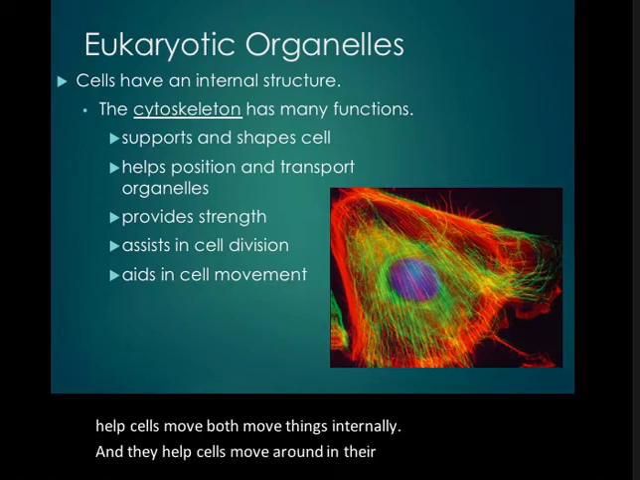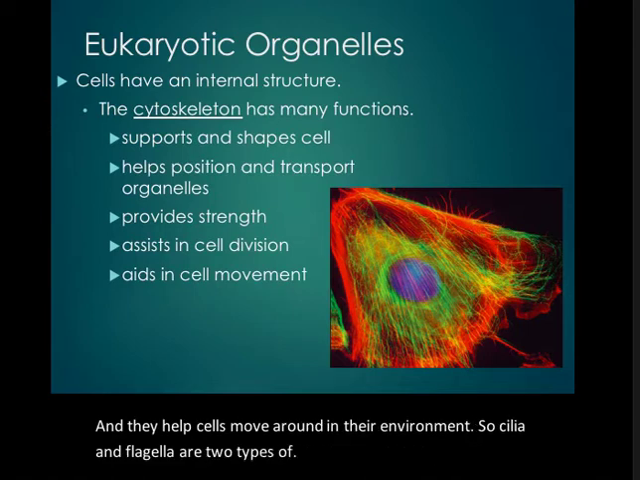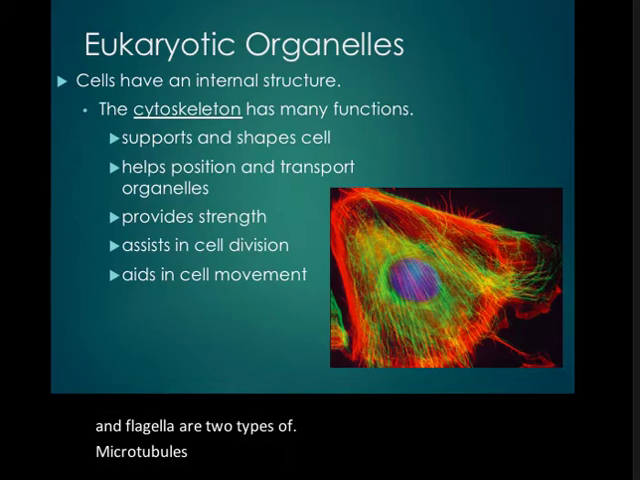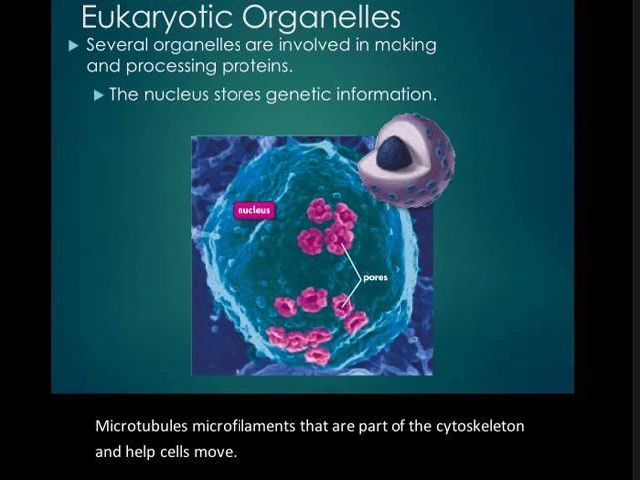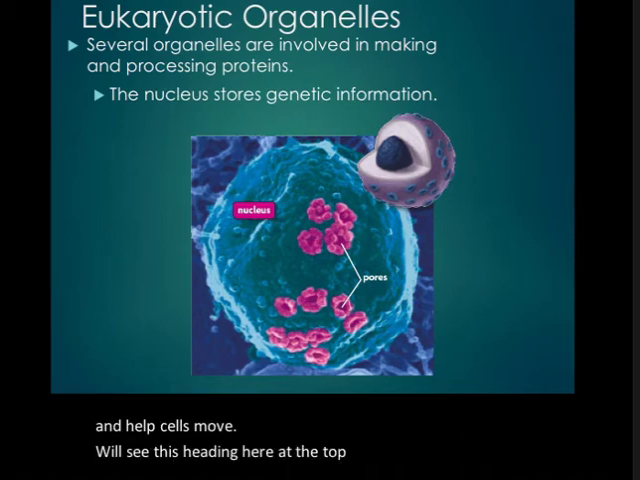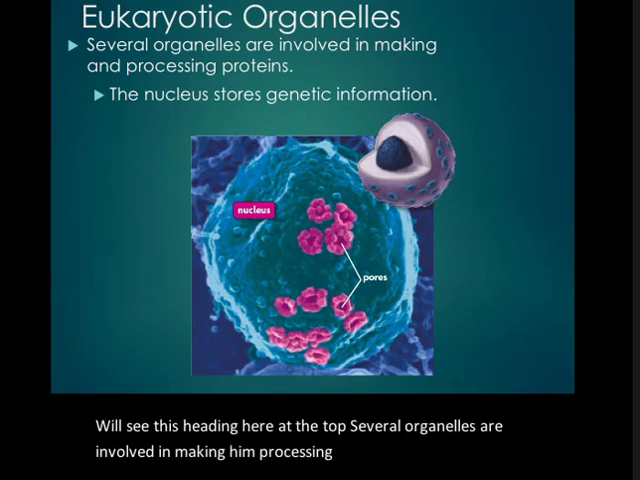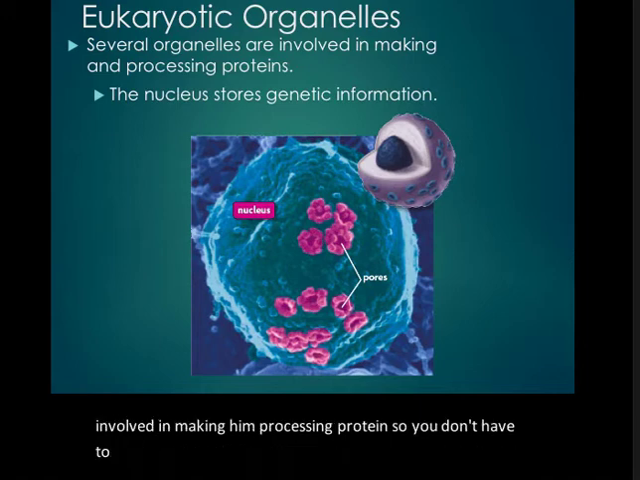So cilia and flagella are two types of microtubules, microfilaments, that are part of the cytoskeleton and help cells move. We'll see this heading here at the top. Several organelles are involved in making and processing protein, so you don't have to write that every time you see it, but all of them will fall under that heading.